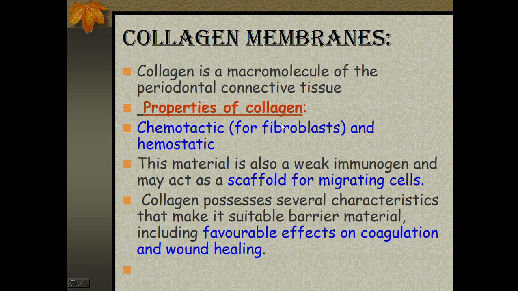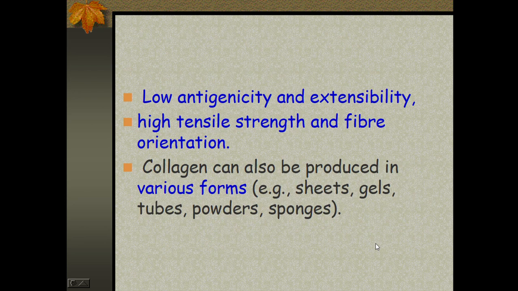Collagen membrane. Collagen is a macromolecule of periodontal tissue. Now, the properties of collagen membrane are: they are chemotactic for fibroblasts and they are also hemostatic. This material is also a weak immunogen and may act as a scaffold for the migration of cells. It has a favorable effect on coagulation and wound healing. It has low antigenicity and extensibility, high tensile strength and fiber orientation.